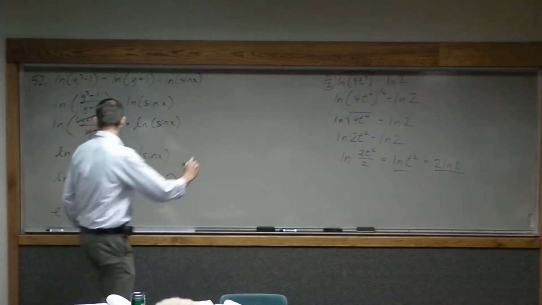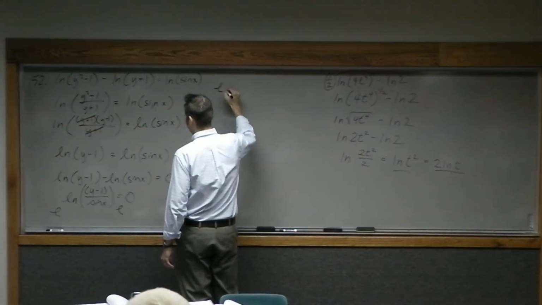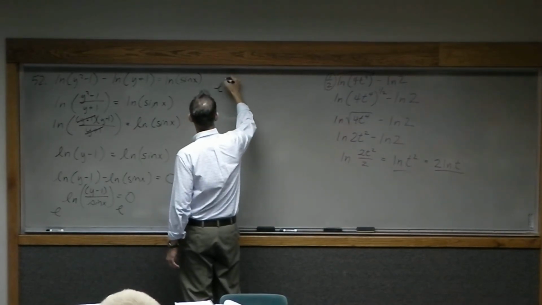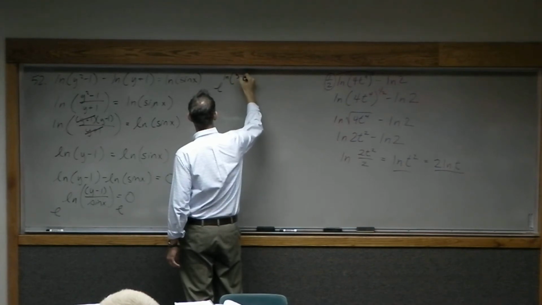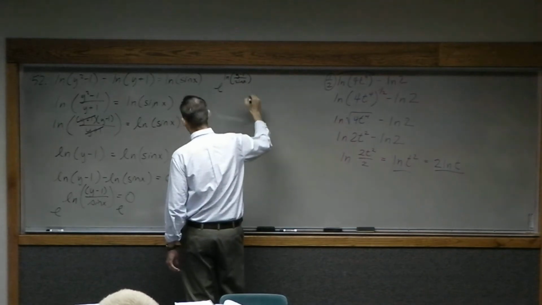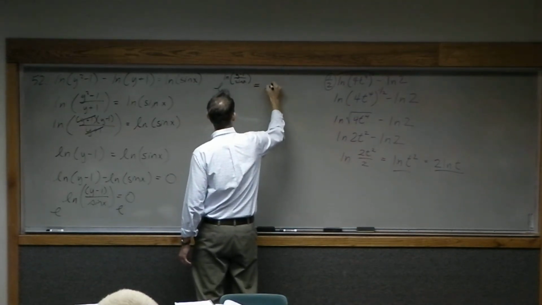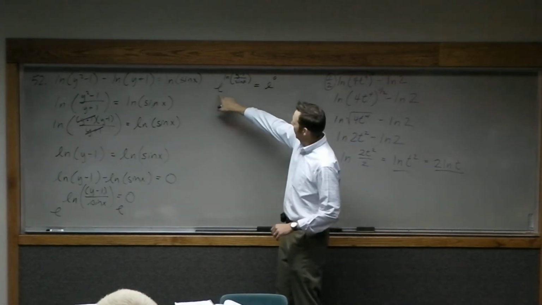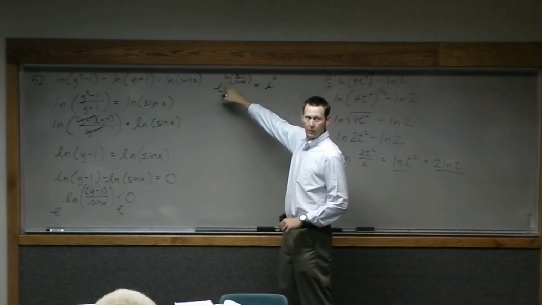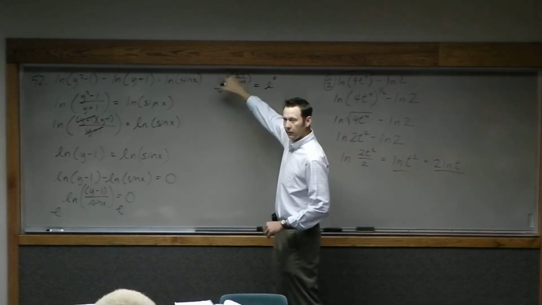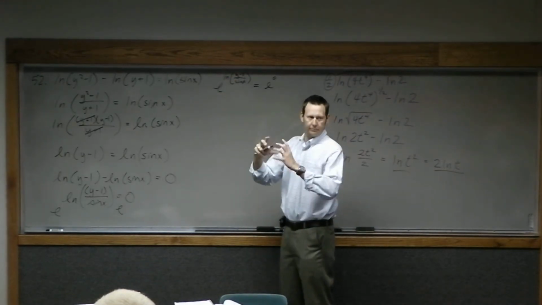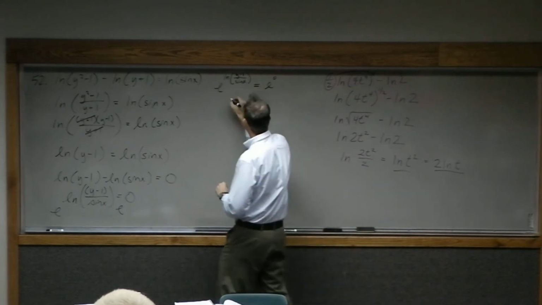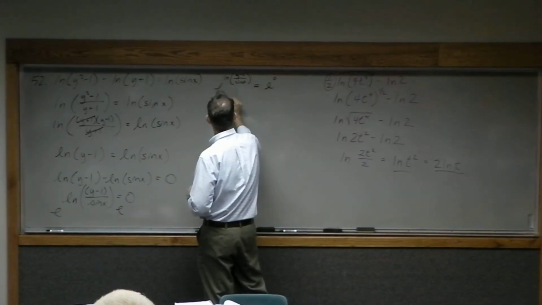So what we're going to be left with here is e to the power of natural log y minus 1 over sine x equals e to the 0 power. Okay, what happens here? E to the natural log. E and natural log will cancel each other out, and you'll just be left with what's inside the natural log.